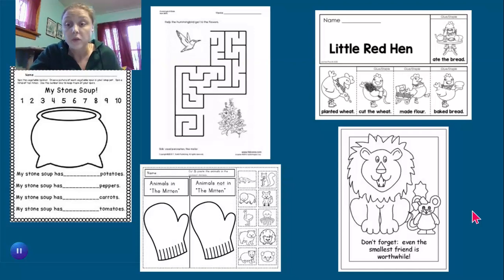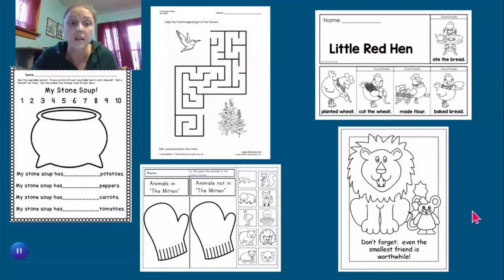I enjoy the Stone Soup. You can have the children put pictures in there. You could print out some clip art and then they could cut it out and glue it on there. The hummingbird would help them practice following inside the lines and how to trace with their fine motor skills.